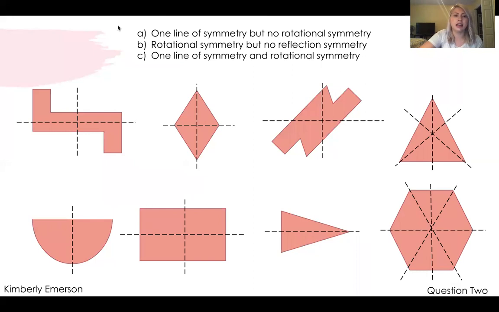All right, so now we're going to talk about symmetry. So we were asked to do three things. We were supposed to identify one line of symmetry that has no rotational symmetry. We were to identify rotational symmetry, but no reflection symmetry. We were also supposed to identify one line of symmetry and rotational symmetry. So doing so, I have labeled these three things A, B, and C.